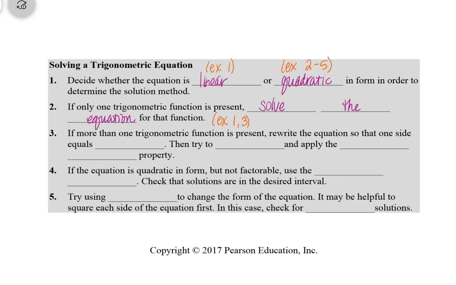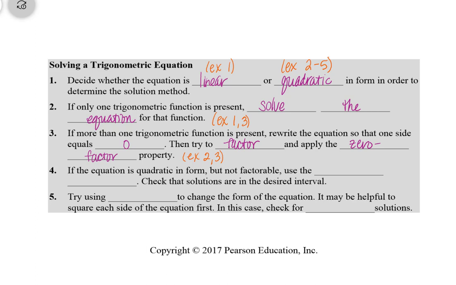Number 3, if more than one trig function is present, rewrite the equation so that one side equals 0. Then try to factor and apply the zero factor property. And you used the zero factor property in examples 2 and 3.